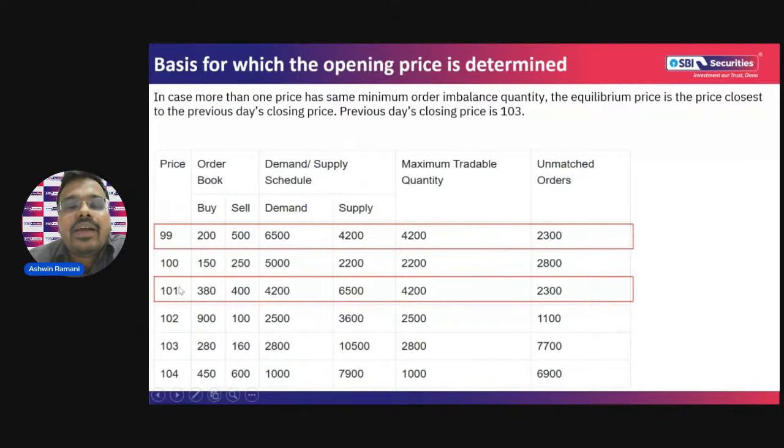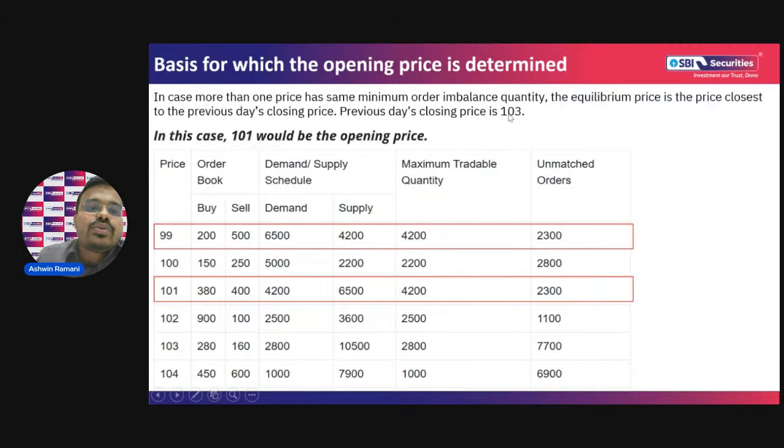99 and 101. Now tell me which price is closest to the closing price here. Is 99 close to 103 or is 101 close to 103 here? If you all can let me know in the chat box. Is 99 close to 103 or is it 101 that is close to 103? So 99 is 4 points away, 101 is 2 points away. So the price closest to the previous day's closing price becomes your opening price. So in that case 101 would be the opening price.